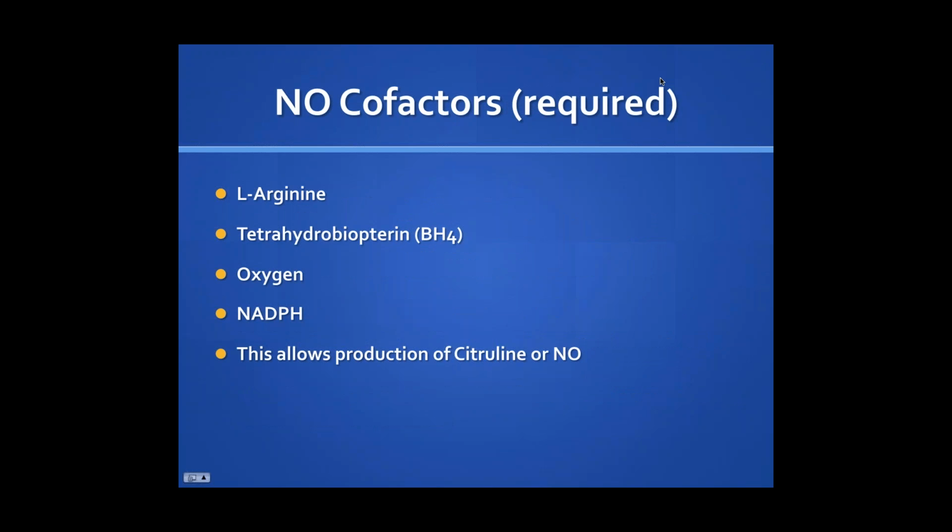So some of the cofactors, again, that are required for the production of nitric oxide: L-arginine in the body, which we kind of looked at. The second one, tetrahydrobiopterin, I want to look at in a little more detail because this is how it fits into the methylation cycles that we have covered in the past. Oxygen is required, and NADPH, which is produced in the citric acid cycle. And these factors will allow for the production of citrulline and then on to nitric oxide.